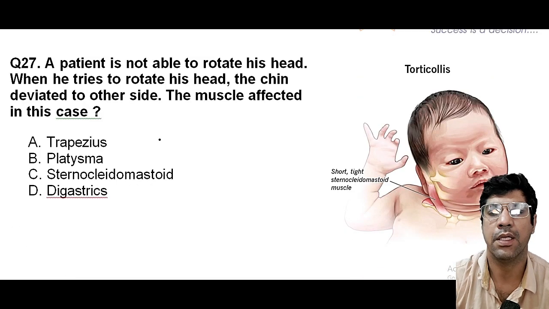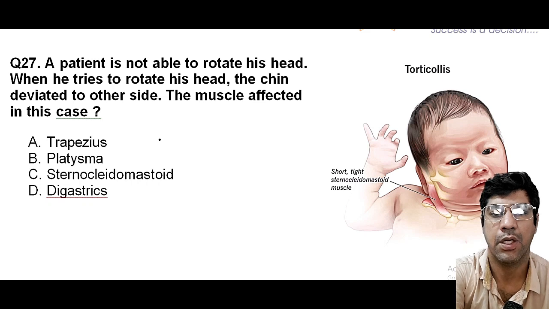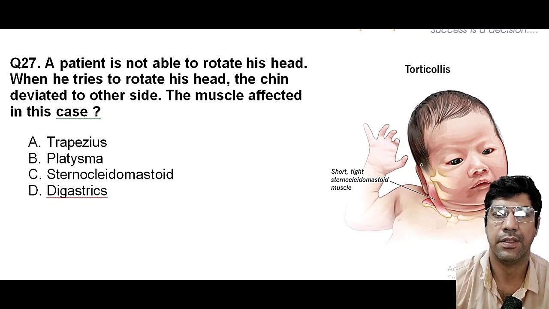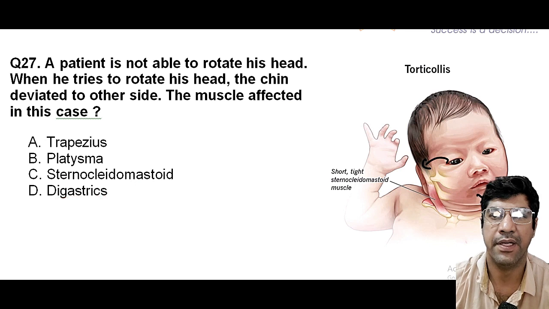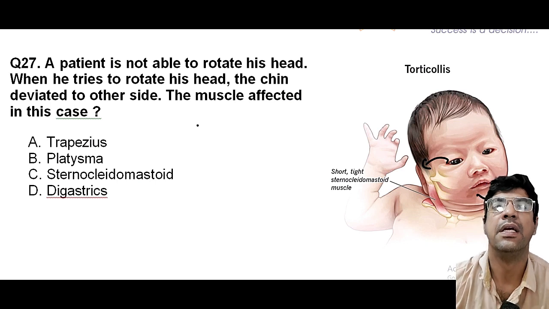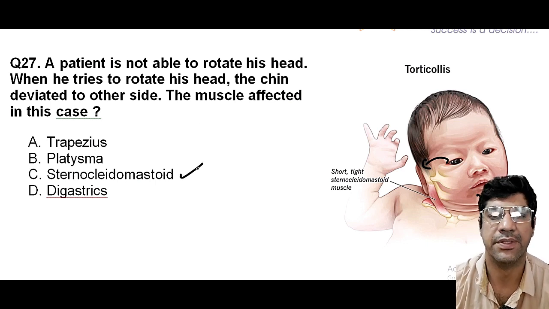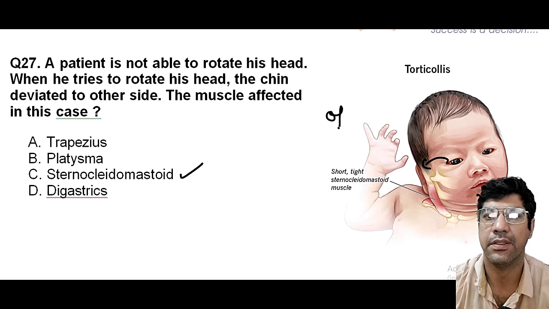Moving to another question, a patient who is not able to rotate his head. When he tries to rotate his head, the chin will deviate to the other side. So the muscle that is affected in this case is the sternocleidomastoid muscle. The sternocleidomastoid muscle helps to turn your head in the opposite direction.